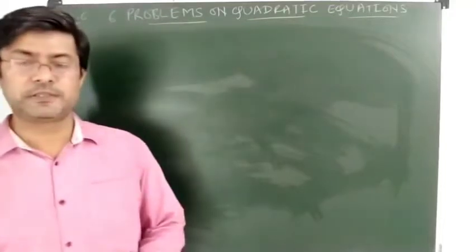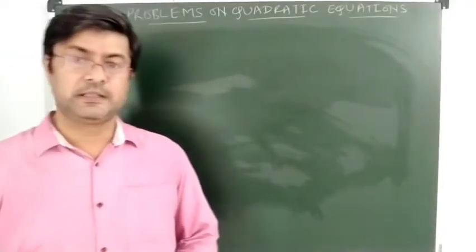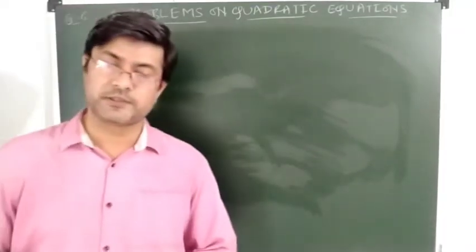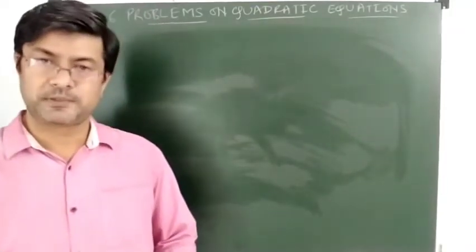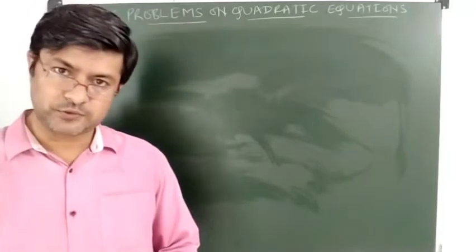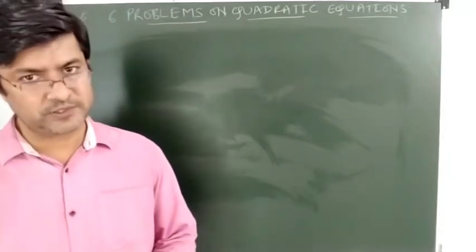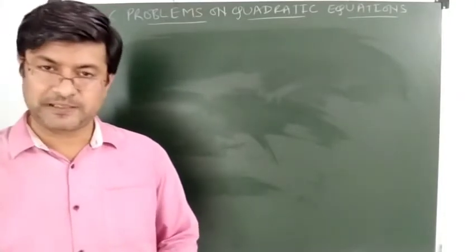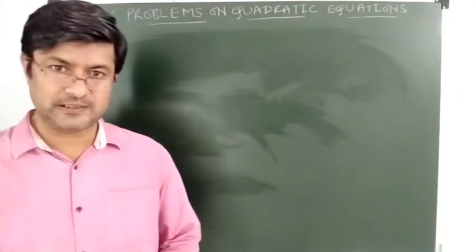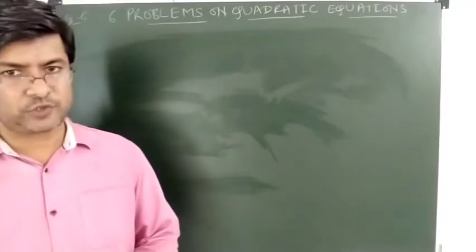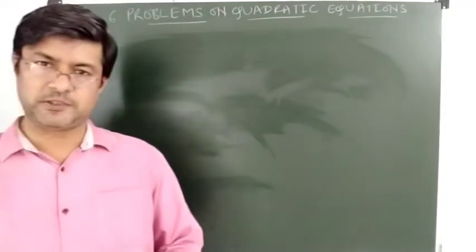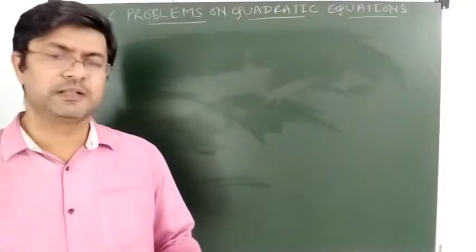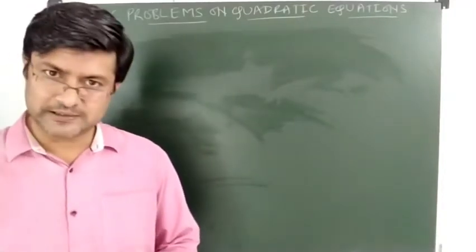Hello students, you are watching ISC Mathematics and today we will start chapter number 6, problems on quadratic equations. We have already solved chapter number 5, quadratic equations, so you know how to solve quadratic equations. We have learned two methods: one is factorization and the other is using Sridharacharya's formula, minus b plus or minus square root of b square minus 4ac by 2a. So we can use any one method for factorization.